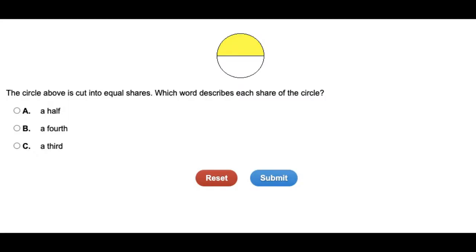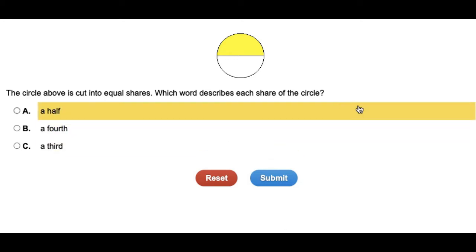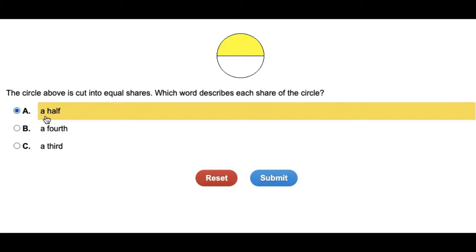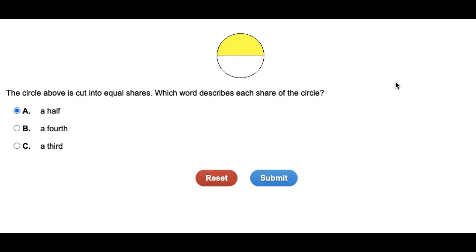Grade 2. The circle above is cut into equal shares. Which word describes each share of the circle? So it is cut into two equal shares, so one of the shares will be called a half. One fourth is a quarter, and one third is when it is divided into three pieces and one of those pieces is one third. So when something is cut into two equal parts, it's a half. If it is cut into three equal parts, then it's a third.